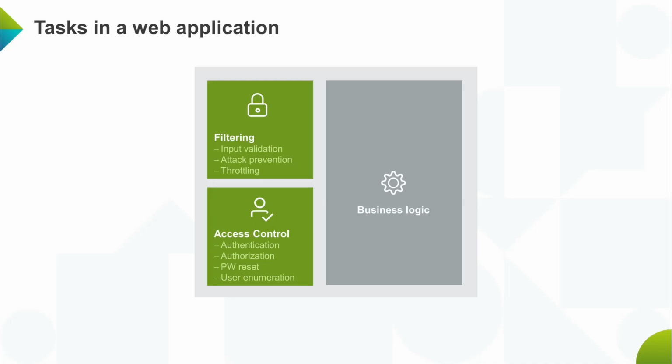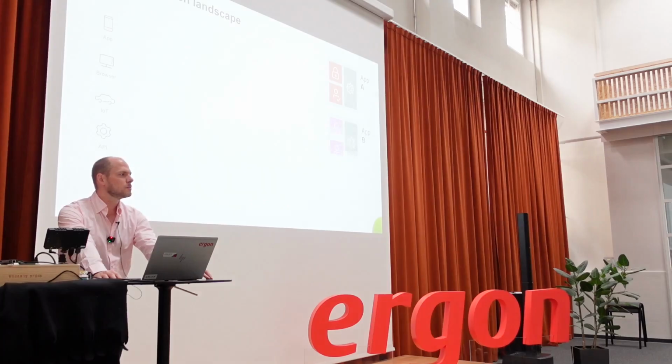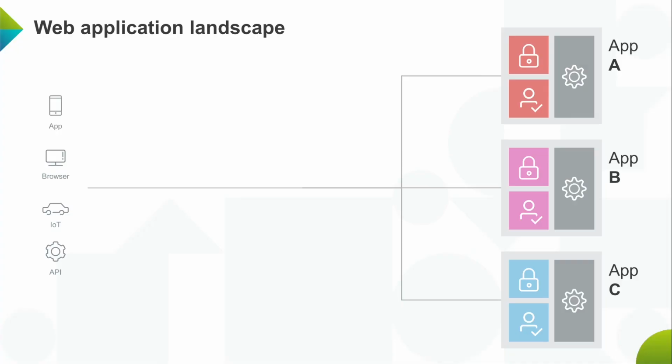If we look into a web application, we do have the business logic, the stuff you are building, and then the green part would be the security part you need to build if you build the whole application on your own. So you need to program all the filtering stuff for input validation, attack prevention, throttling, or access control as well. I assume you do not have only one application in your enterprise, but many. So that would mean you need to program the filtering part and the access control every time, again and again.